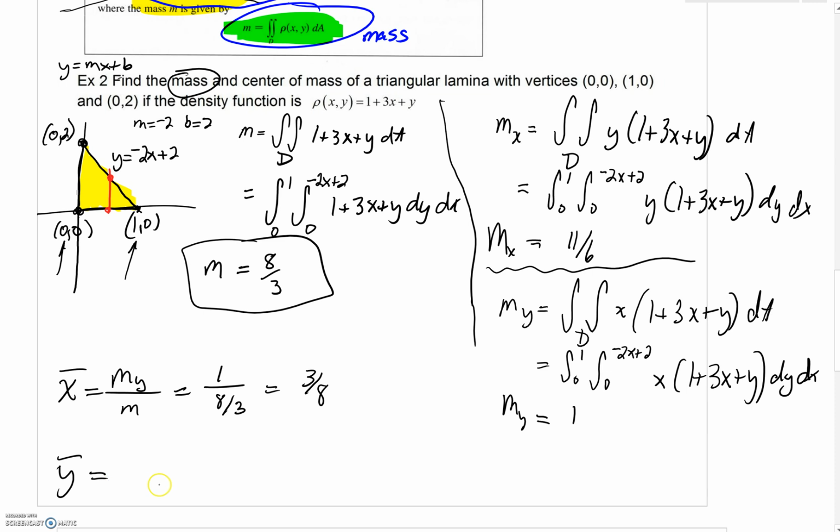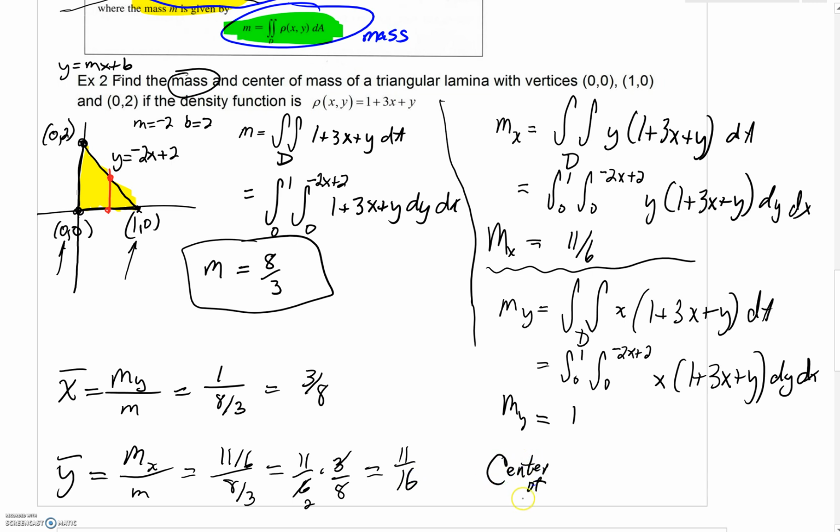Likewise, the center of mass's y-coordinate would be the moment about the x-axis, and that would be 11 over 6 divided by 8/3. Well, that's 11 over 6 times 3/8, and 3 goes into 6 twice, so we'd get 11 over 16. So the center of mass, of course, is a point, and it's going to be this point, 11 over 16, comma 3 over 8.